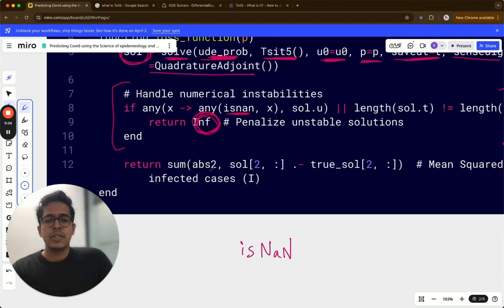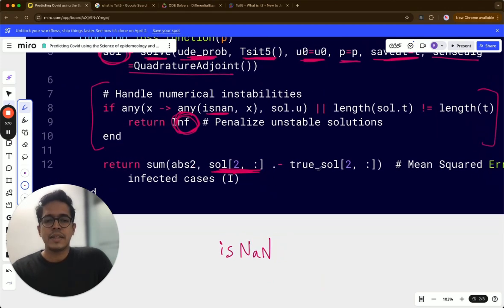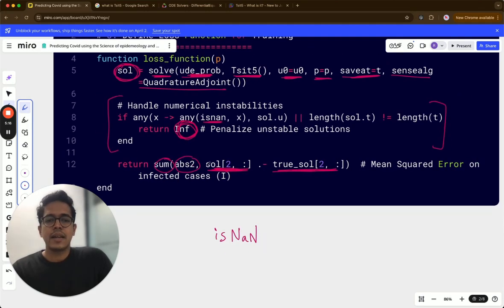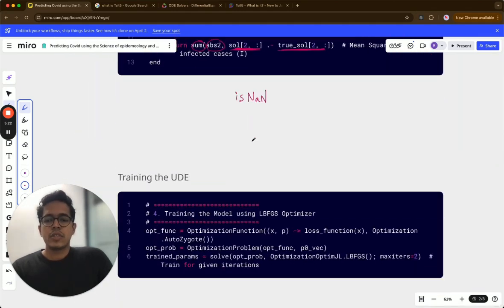And if that is not the case, then I return the sum of the absolute value. So abs2 means you are taking this number, which is the predicted solution for SIR, and this is the true solution for SIR. You are subtracting that and squaring it, and then you are summing it. And this is basically the mean squared error. And so now you have the loss function.